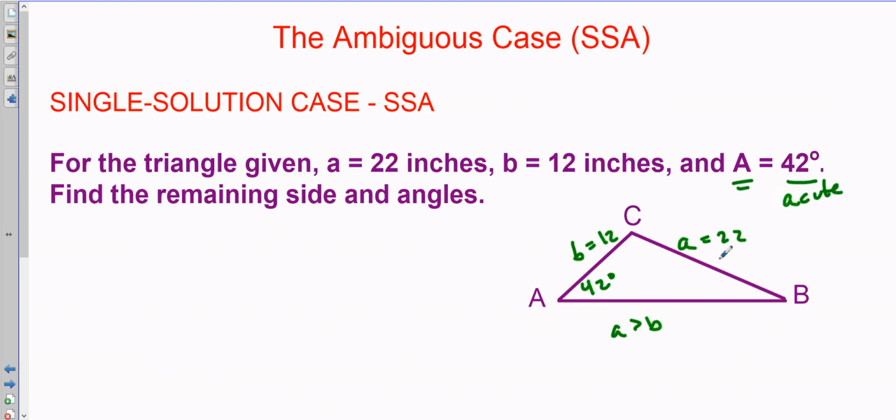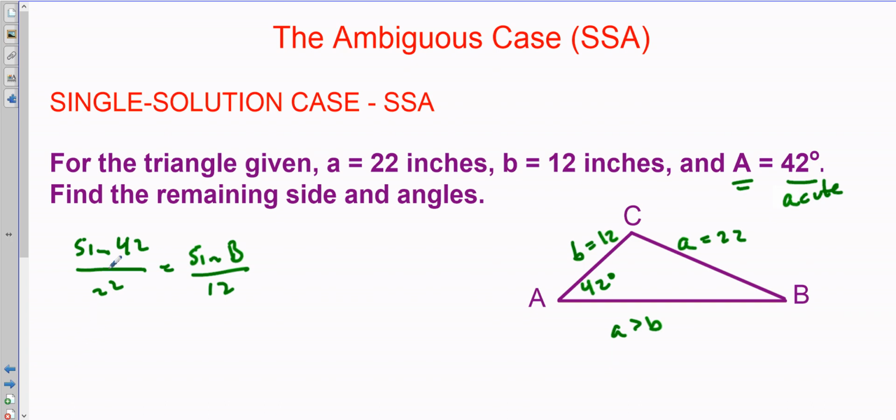So let's solve this triangle, and to do this, we're going to use the law of sines. The sine of angle A, which is 42, is to 22. Now we're going to use this to find an angle. Since we're given side B, the sine of B is to 12, and so we're going to solve for the measure of angle B.